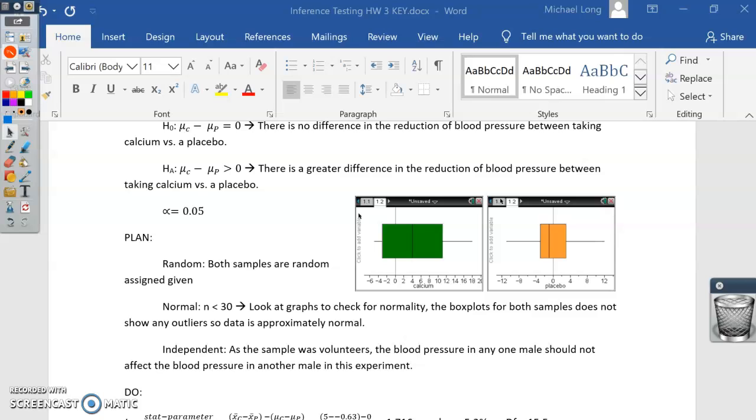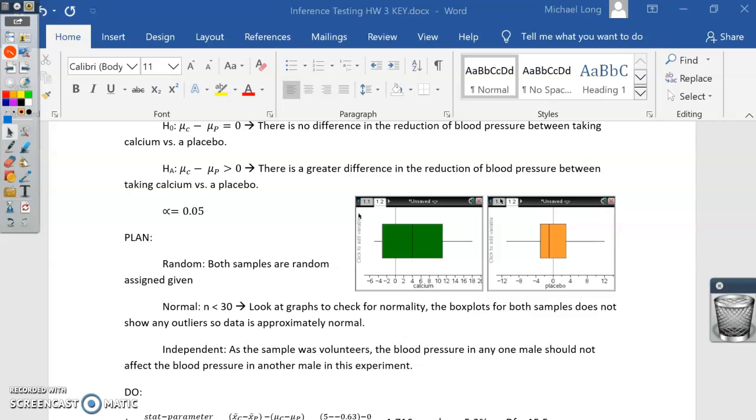Now we're going to go to the plan section. And again, it's our three categories: random, normal, and independent. If you notice, both samples are randomly assigned. They are randomly assigned whether they get the calcium or the placebo, so the randomization condition is met. Normal, we have n is less than 30. Remember, with quantitative data, the magic number is 30 if we want to use the CLT. Unfortunately, the sample size here is less than 30, and we're going to have to check each sample separately.